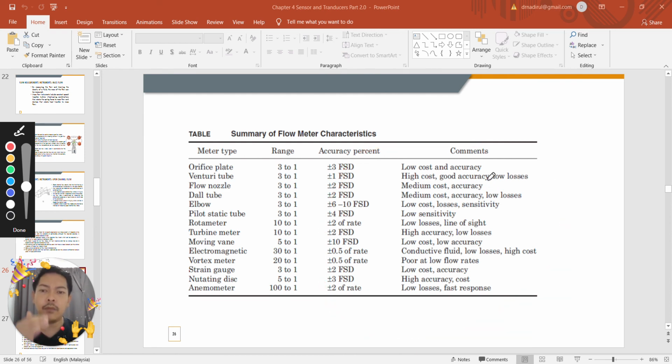For example, the orifice plate is low cost, however its accuracy is also low. The anemometer has low losses, and it also has a fast response.